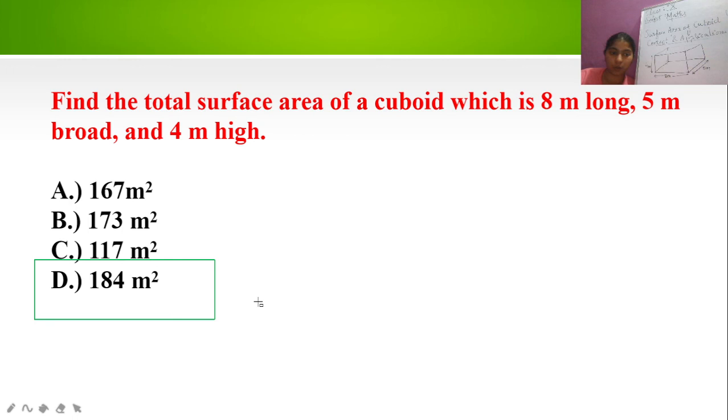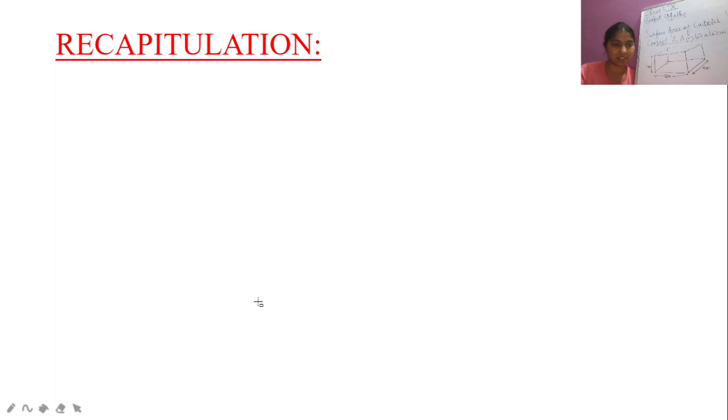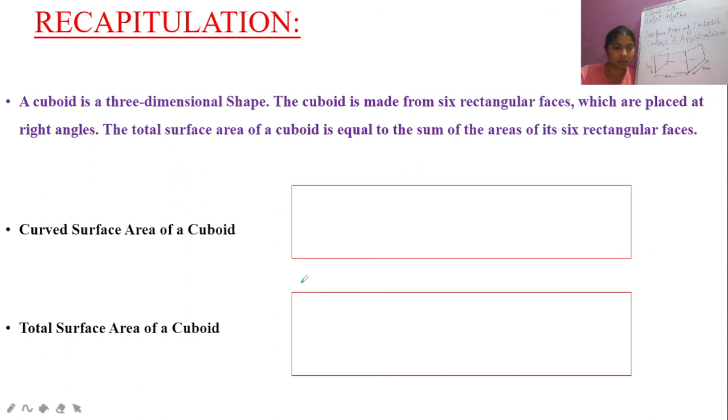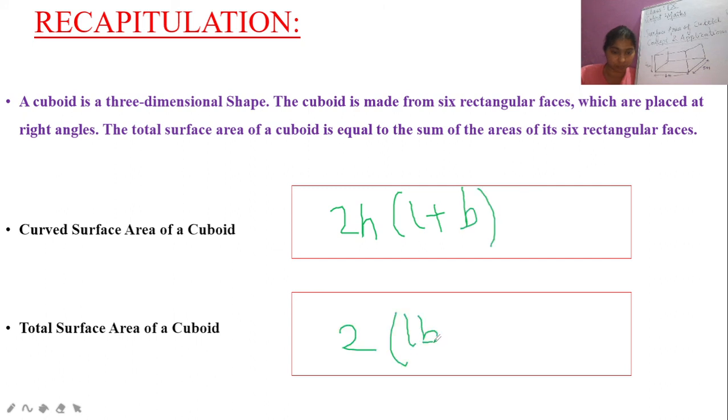Okay, so students, let's recap what we have discussed today. Basically we have discussed the surface area of a cuboid, in which we talked about the cuboid and its 6 rectangular faces, right? For the curved surface area, we have double of height times length plus breadth, and for the total surface area we have double of every area. Okay, so this is our cuboid total surface area.